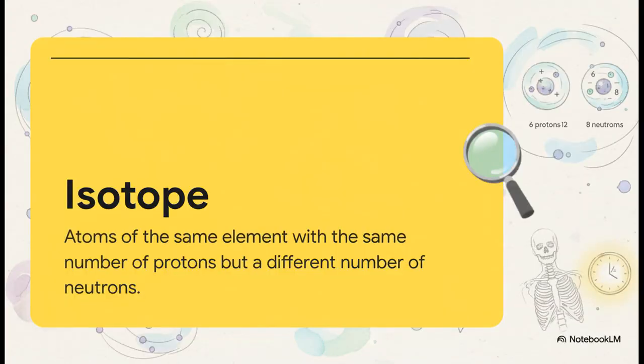So, what is an isotope? It's basically a different version of the same element. All isotopes of an element have the exact same number of protons. They have to, otherwise they'd be a different element altogether, but they have a different number of neutrons. This means they act the same chemically, but they weigh different amounts. Some are a little heavier, some are a little lighter.